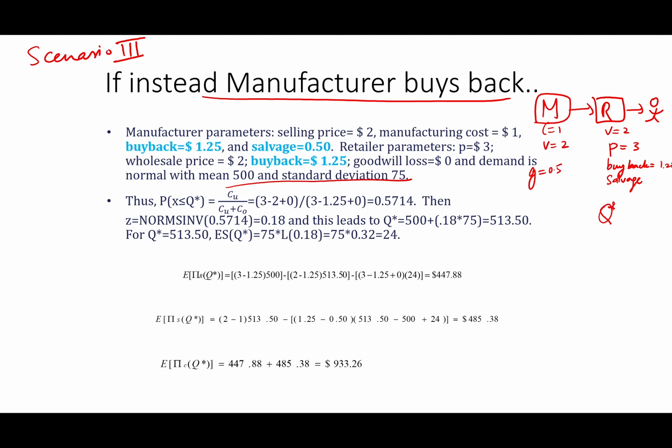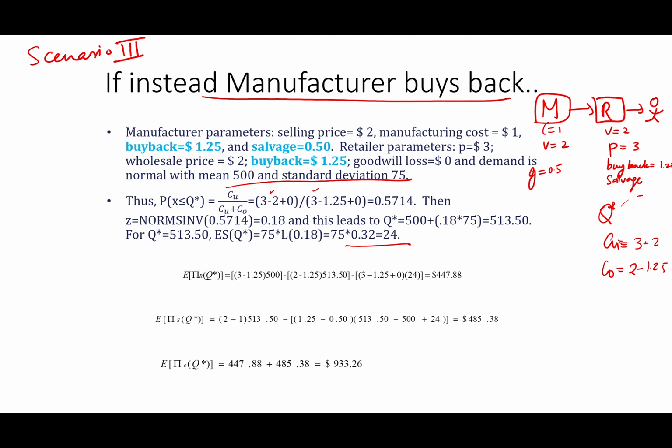So what we would do is we would again find the underage and the overage. The underage in this case would be price minus cost, which would be 3 minus 2, and then the overage would be the cost minus the salvage. So that in this case would turn out to be 2 minus 1.25. All right. So with these values, you can find your Q star.